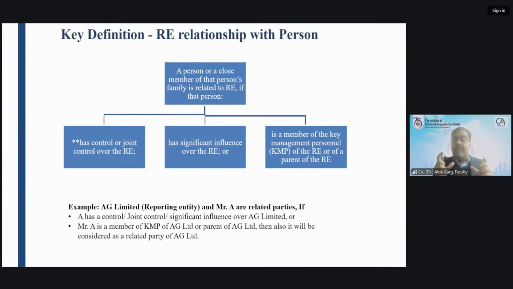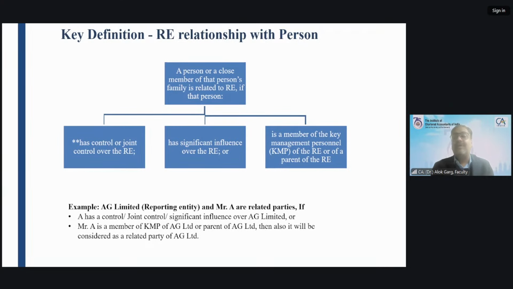So when a person will become a related party, and when a relative of that person will become a related party. There are a lot of relatives. But whether all relatives will become a related party, answer is no. Ind AS 24 defines which relative will become a related party of that entity. Which relative, right? And friends, the word relative in Ind AS 24 is defined as a close member of that person, right?